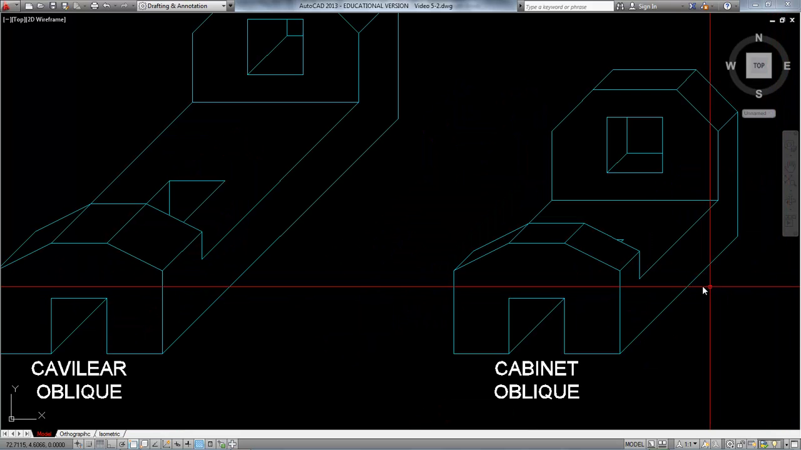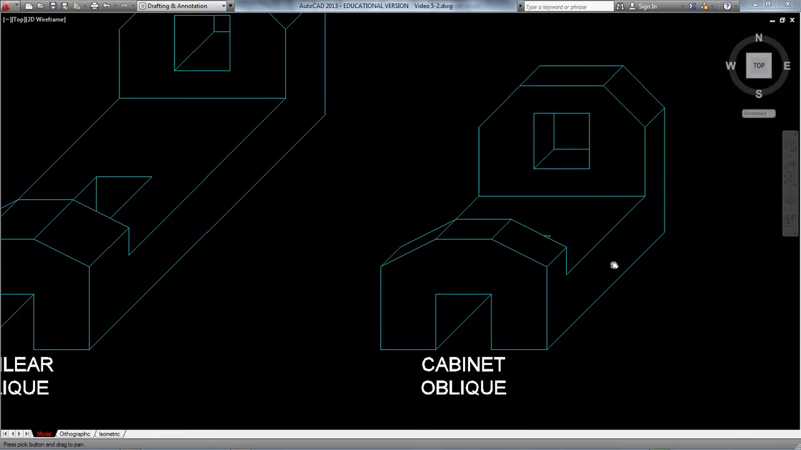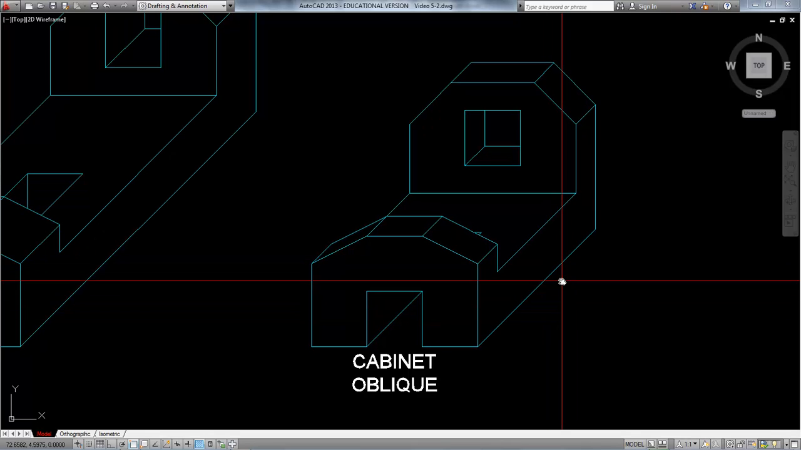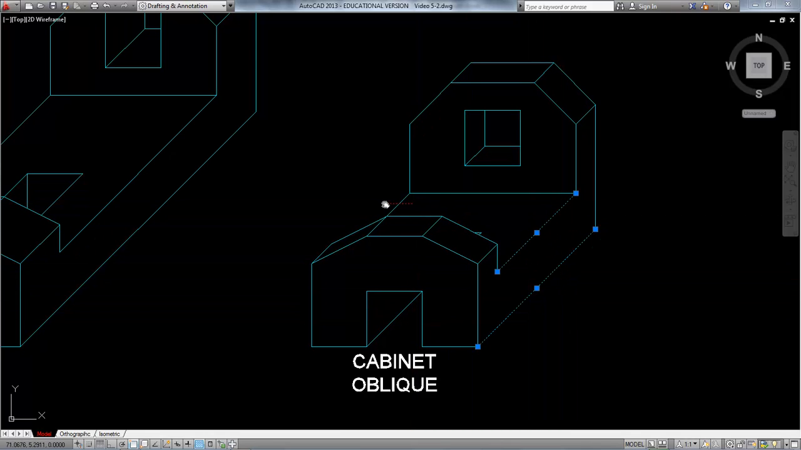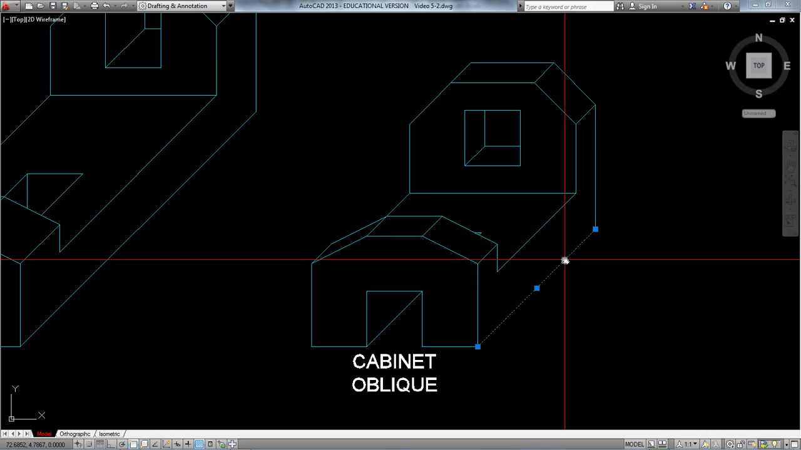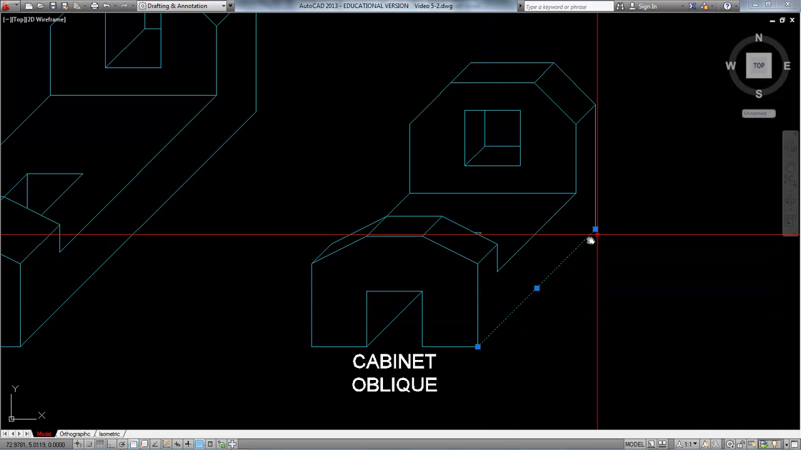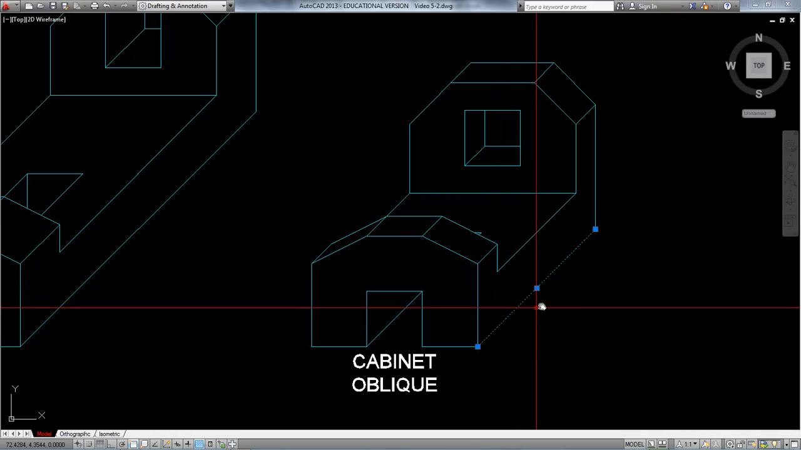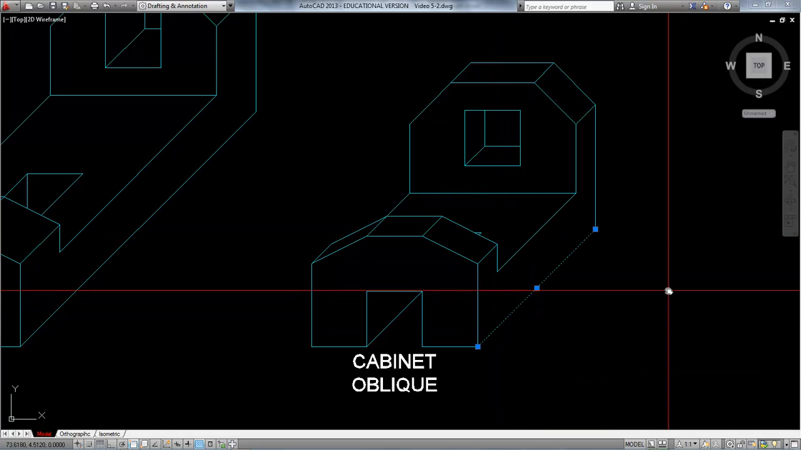And then our third oblique is the cabinet oblique. The receding lines for a cabinet oblique are drawn at half scale. So if this line was 4 inches long, when we create the drawing, it's actually going to be drawn 2 inches long. So it's half of its actual length.